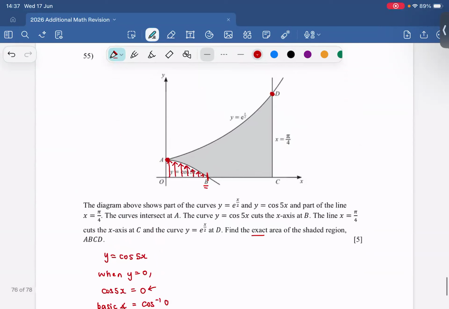So now how do I find the shaded region? I plan to integrate from 0 to my c e power x over 2. When I integrate this, which area am I finding? How do I know which area I'm finding? I start drawing arrows from my 0 until I touch the curve all the way.